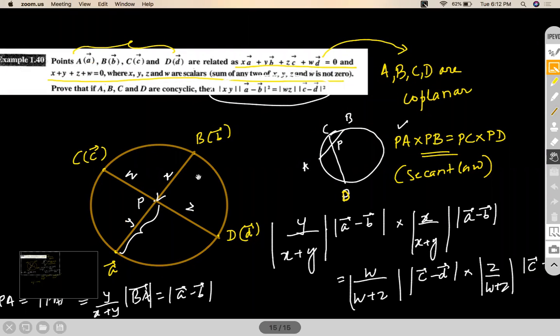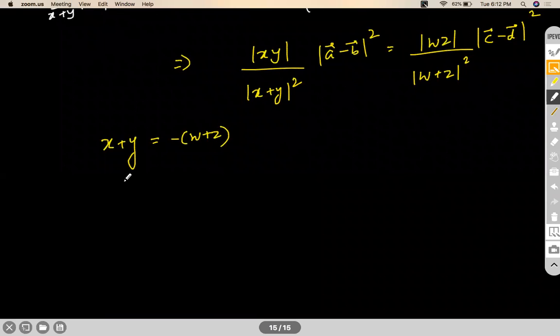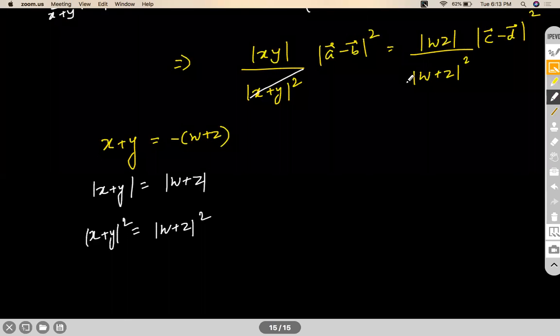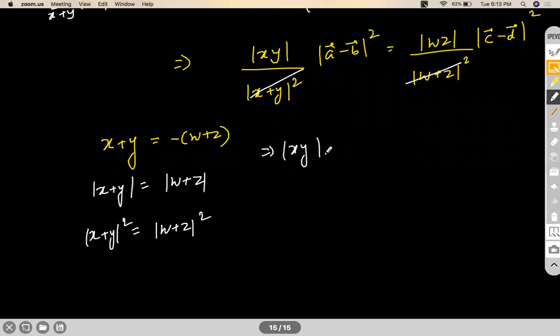X plus y is negative w plus z, which clearly means mod x plus y is mod w plus z, which means mod x plus y square is mod w plus z square, and that's why these two get cancelled, and this leads to the final result. So this concept is linked to that part which many people would ignore because they will find it relatively difficult, and it is here where you will score brownie points.